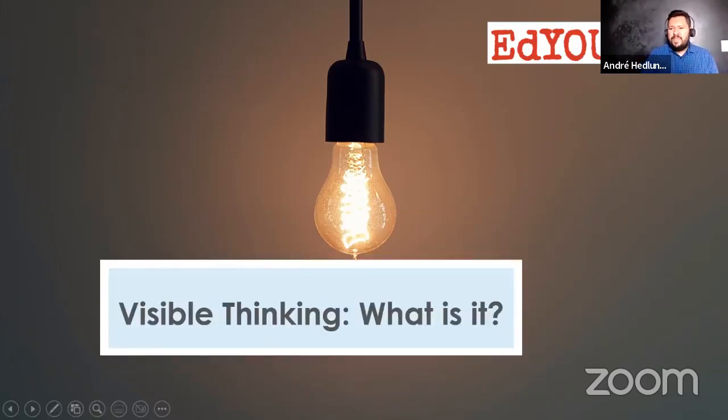What is visible thinking? How does visible thinking happen? So visible thinking is what takes precedence over learning. Because, you know, think about this. For you to learn, you have to think first.